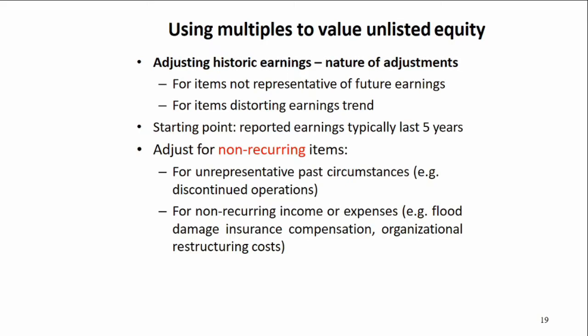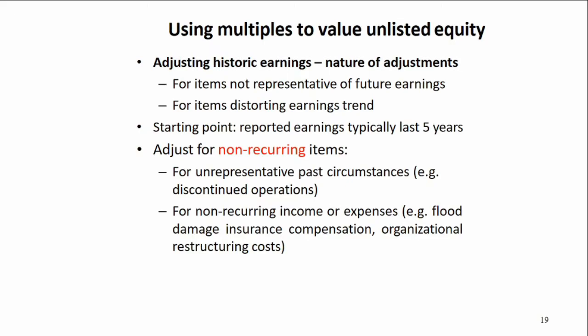For example, if a company had a discontinued operation of one of its segments in the past, and this is not expected to take place in the future, we need to strip this out, because if we leave it there and we are valuing our equity using historic figures, then we will get a value for equity that is not going to be accurate. We also need to adjust for non-recurring income or expenses.